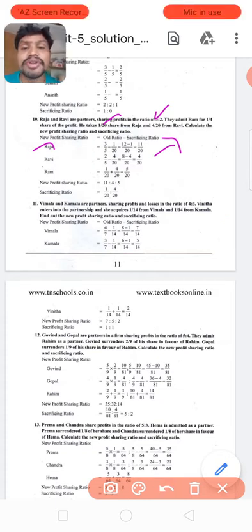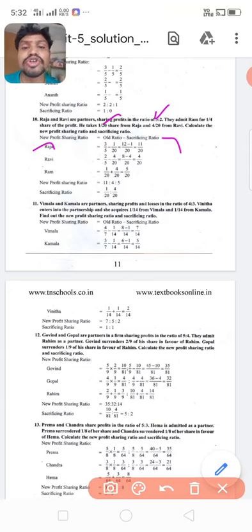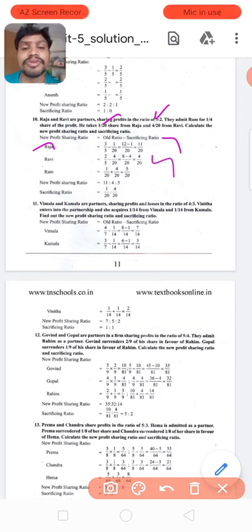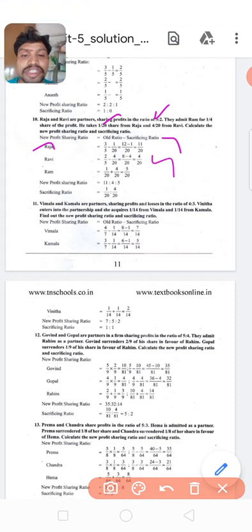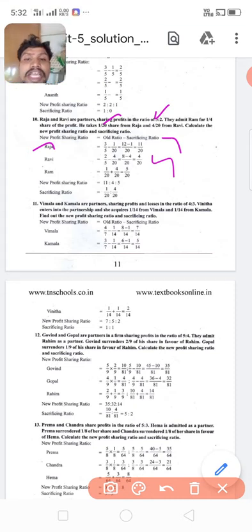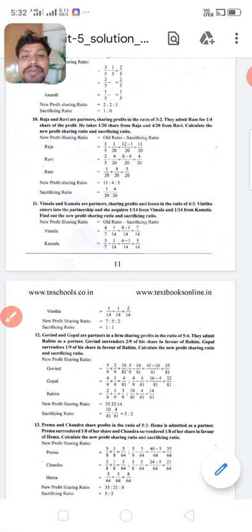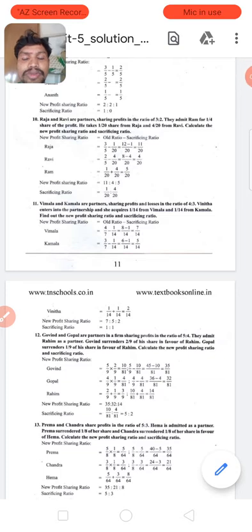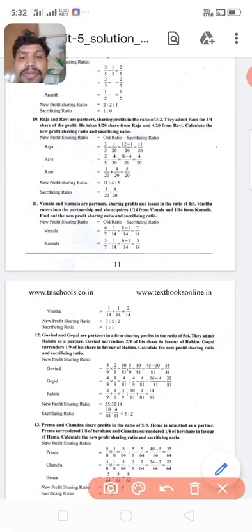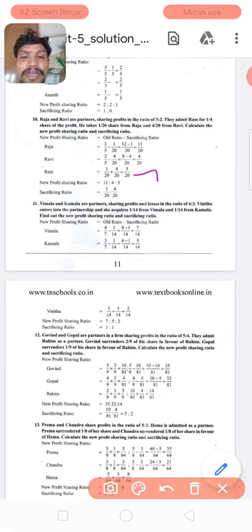For Ravi you can see that the old ratio is 2/5, right? What is the sacrifice ratio? 4/20. So for 2/5 minus 4/20 we get 4/20, right? So this is the new ratio, 11:4, right? For Ram we add both: 1/20 plus 4/20, totally we get 5/20 for Ram, right?